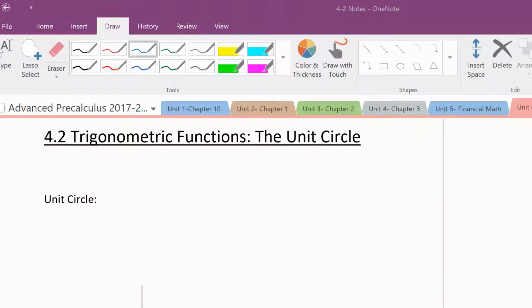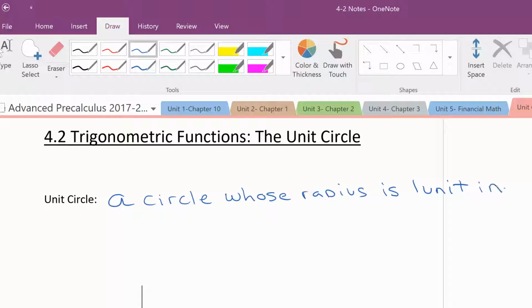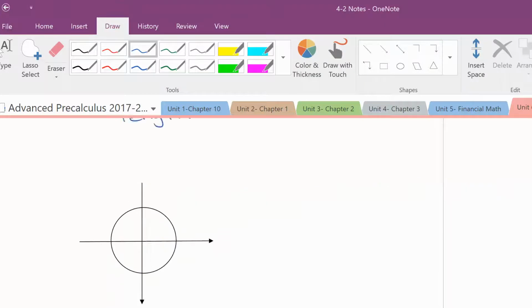So the unit circle is defined as a circle whose radius is 1 unit in length. So any circle with a radius of 1 unit is called a unit circle.